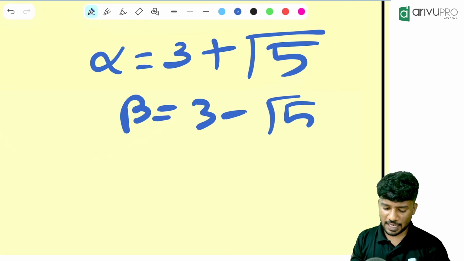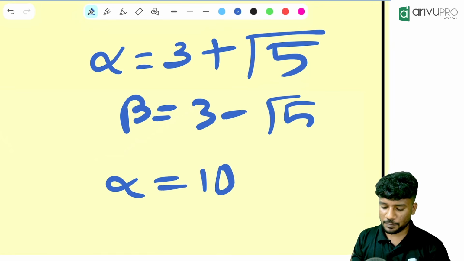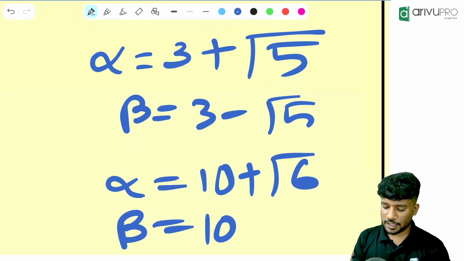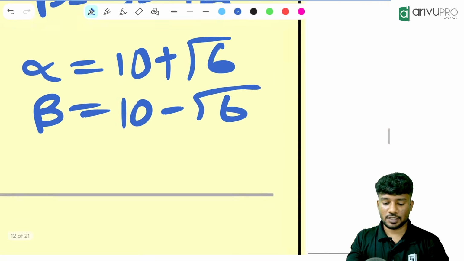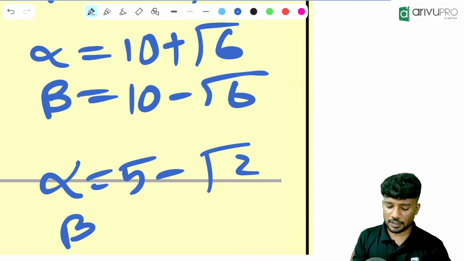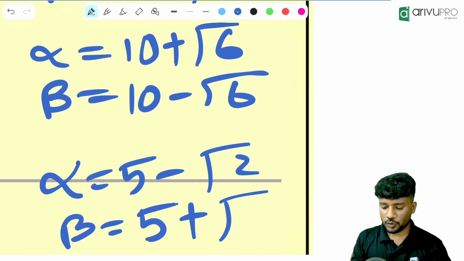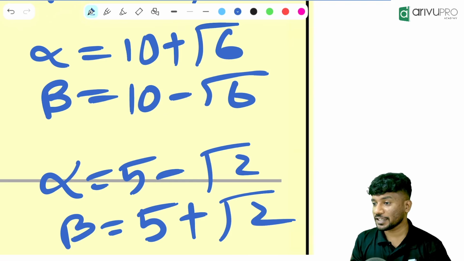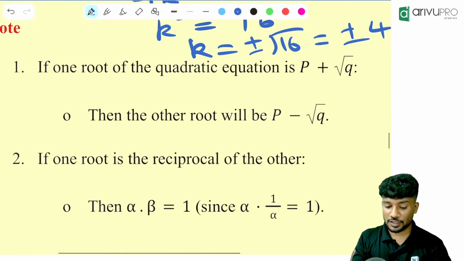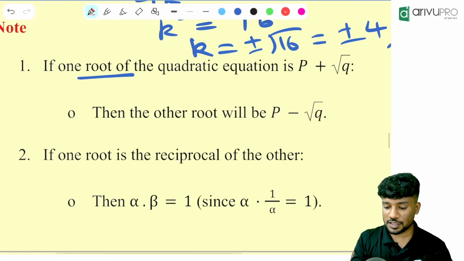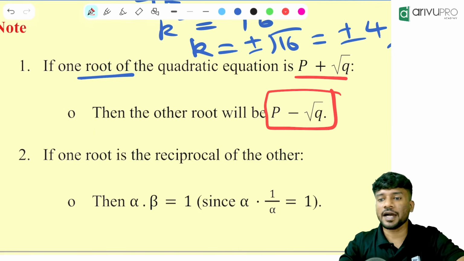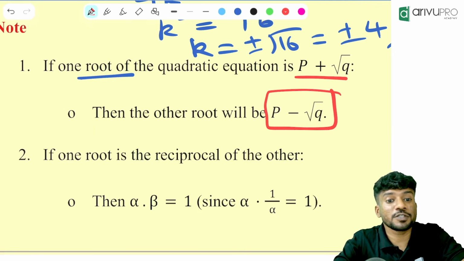Then people, if I say alpha is equal to 10 plus root 6, what will be beta? 10 minus root 6. Then people, if alpha is equal to 5 minus root 2, what will be beta? 5 plus root 2. Everyone knows this, right? Anyone have any issue with this? If so, make a note of it. If one root of the quadratic equation is given to be p plus root q, the other root will be p minus root q. There were many questions like this.